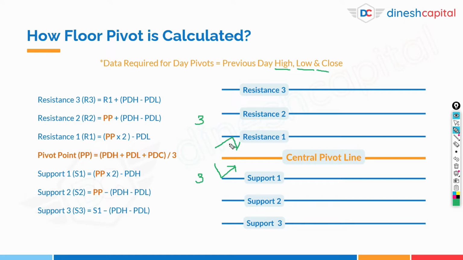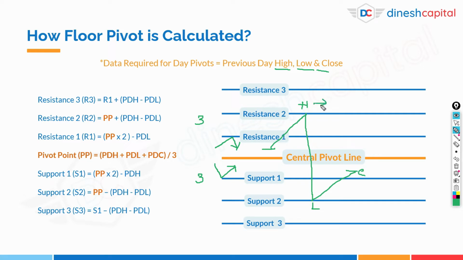Let's assume yesterday the market opened around here, went all the way up, touched the R2 level, and then came all the way down, touched the S2 level, and finally closed somewhere around here. So this is the highest price, this is the lowest price, and this is the closing price of the previous day.